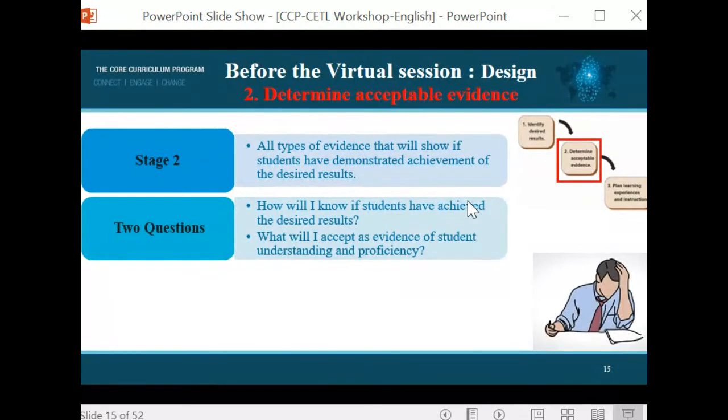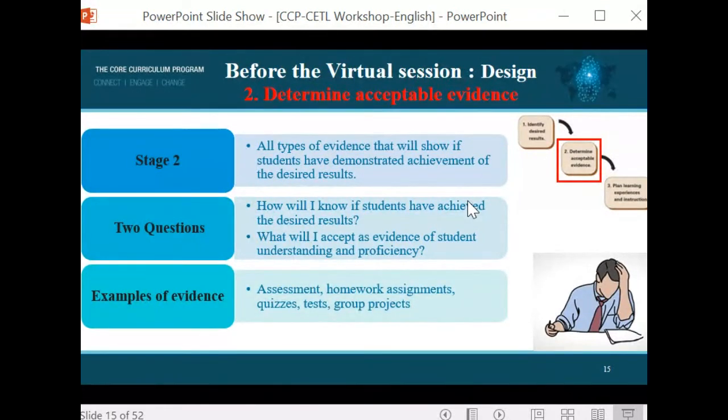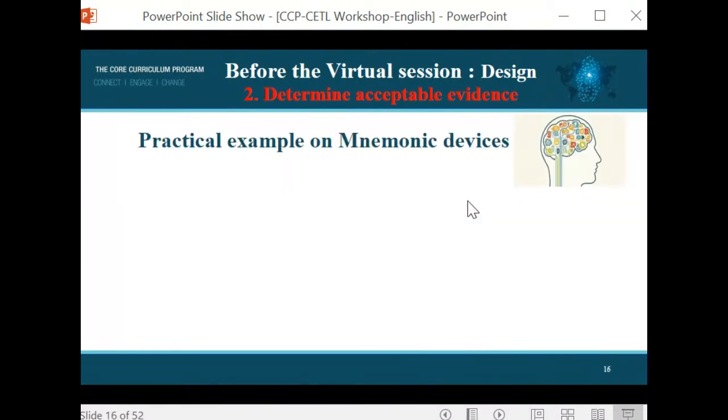At this stage, it's important to consider a wide range of assessment methods in order to ensure that students are being assessed over the goals the instructor wants students to attain. So obviously here the evidence is assessment. It includes all kinds of assessments: homework assignments, quizzes, tests, group projects. So here we are still before the session and we are defining the assessment. This is a very important phase.